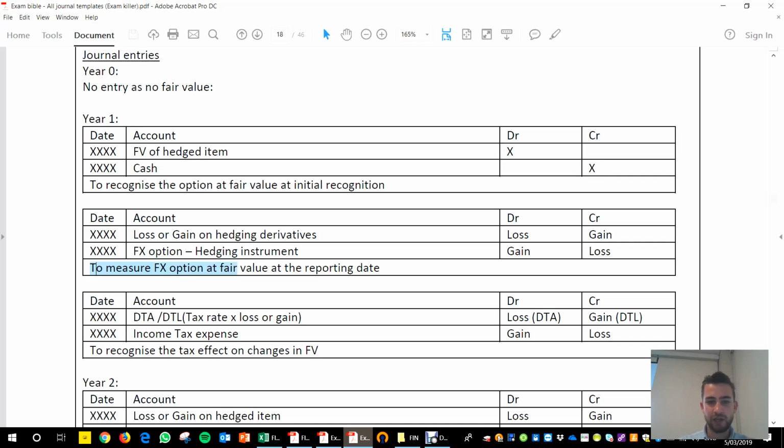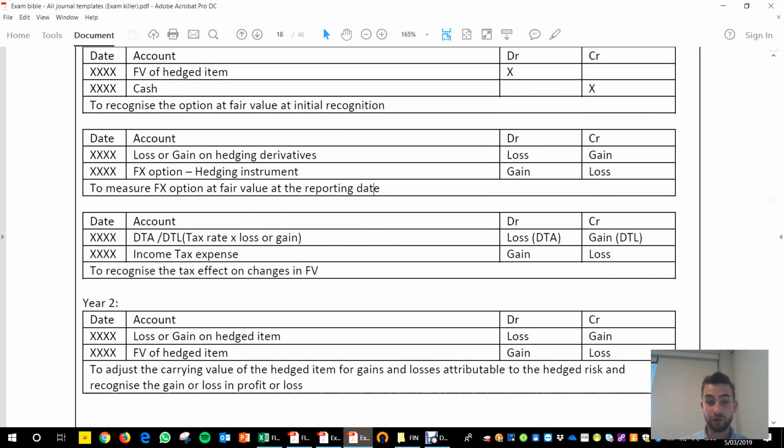So measure at fair value at the reporting date. Cool. And we also have to record the DTA or DTL, depending on whether it's a loss or gain. If it's a loss, we're going to debit, and if it's a gain, we're going to credit DTL or DTA respectively, and the other side is going to go to income tax expense. And you just repeat this process.